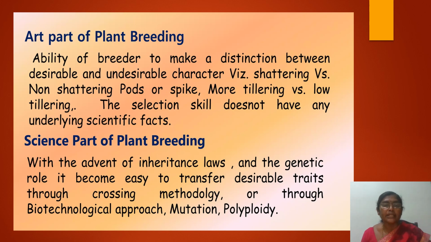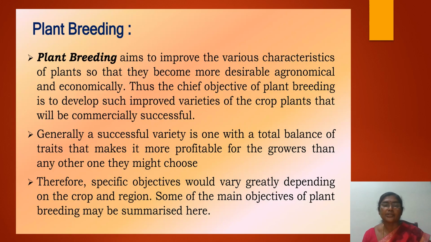It's the ability of the breeder to make a distinction between desirable and undesirable characters, that is, shattering versus non-shattering pods or spike, more tillering versus low tillering. The selection skill does not have any underlying scientific facts. The science part of plant breeding is with the advent of inheritance laws and the genetic role, it became easy to transfer desirable traits through crossing methodology or through biotechnological approach, mutation, polyploidy, etc.